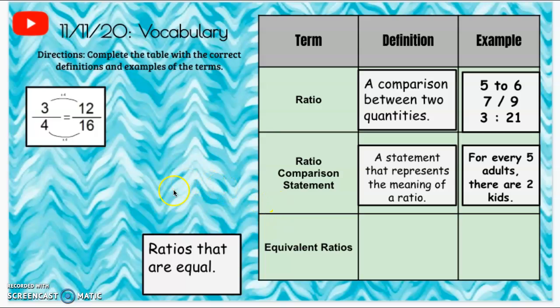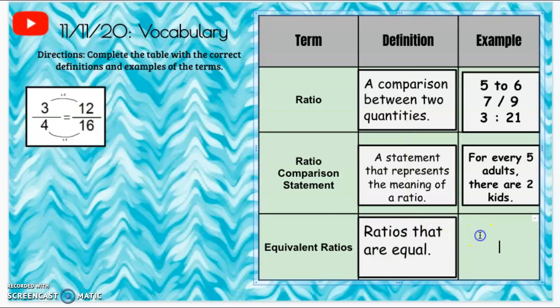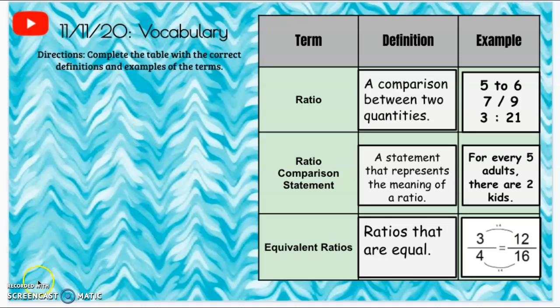Woohoo! All right, the last one, equivalent ratios. They are, in fact, ratios that are equal. And then an example of that is, for example, 3/4 and 12/16 are equivalent or equal. So that's it for our vocabulary.